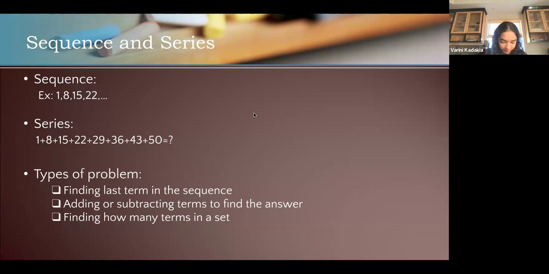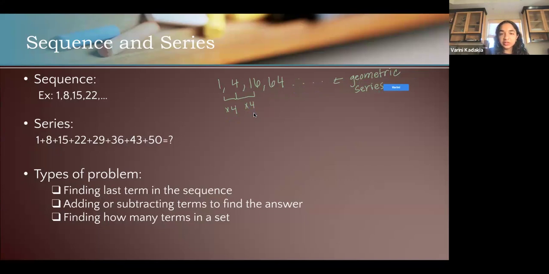So let's say we had the sequence like 1, 4, 16, 64, and so on. The difference between the two numbers would be multiplied by 4. So 1 times 4 would be 4, and then 4 times 4 would give you 16, and so on. So this is called a geometric series.